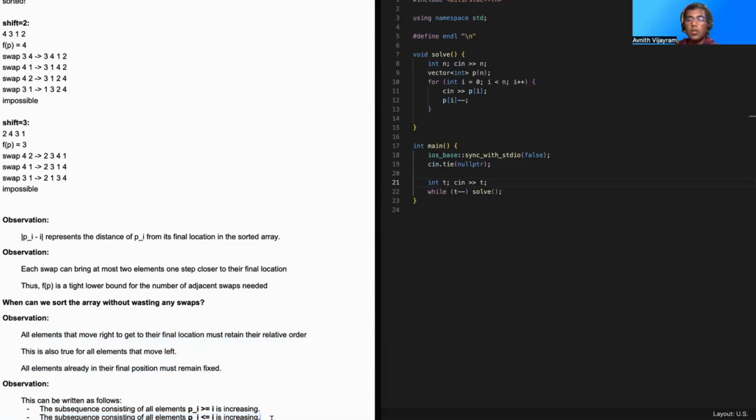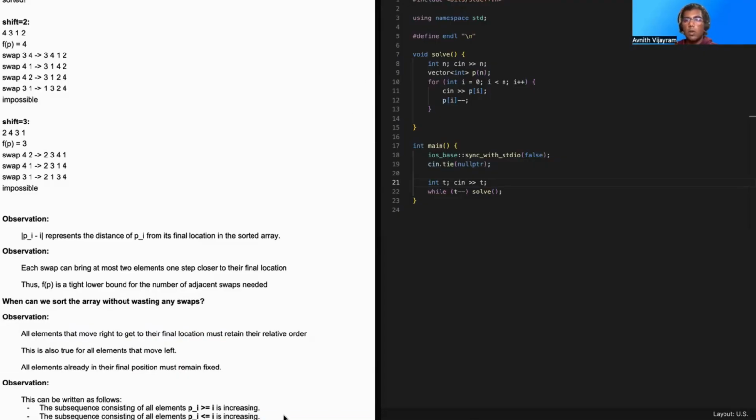And we can show that if these two conditions are met, there is always a valid swap which will bring two elements closer. There's always going to be a valid swap where we can swap two elements and it will bring both elements one step closer to their final destinations. So this is a necessary and sufficient condition.